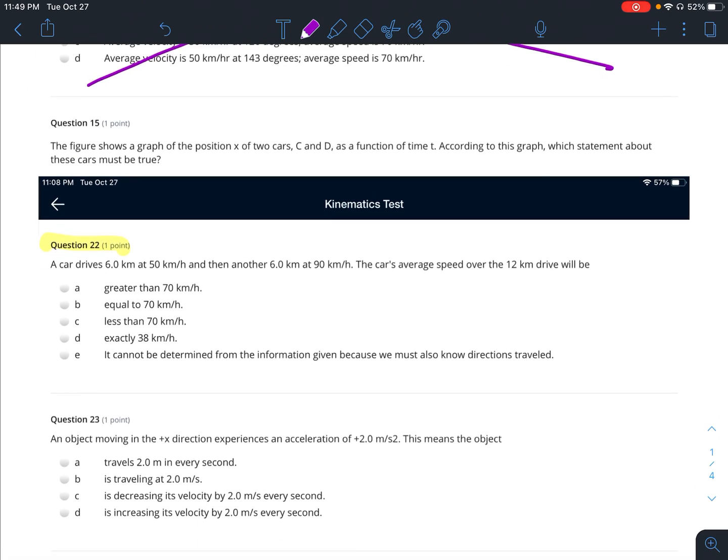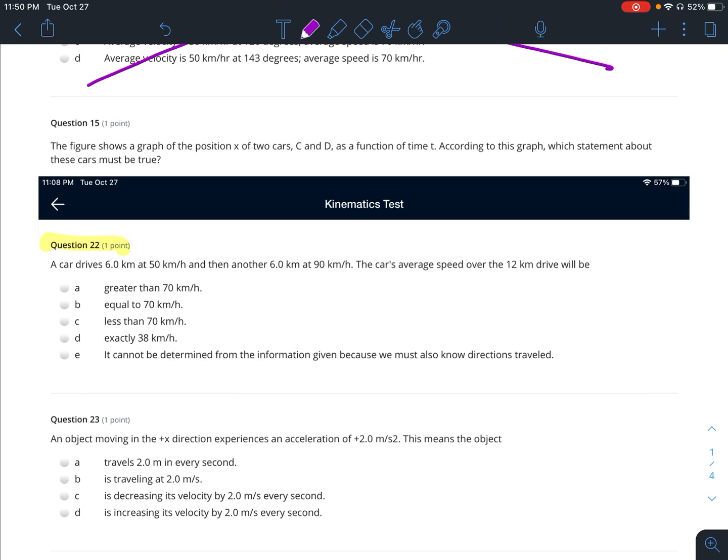The next question was 22. A car drives 6 kilometers at 50 kilometers per hour, and then another 6 at 90. So the distance is the same, but the velocities are different. This was one of the misconceptual questions that we talked about. Just looking at those two velocities, people are going to want to say the average of 50 and 90 is going to be 70.